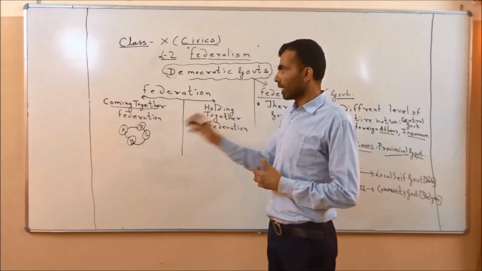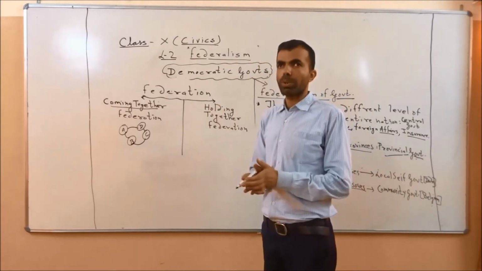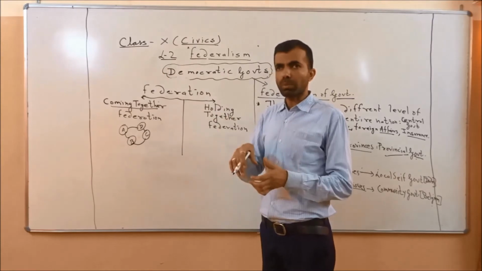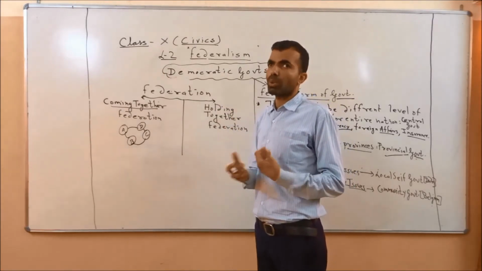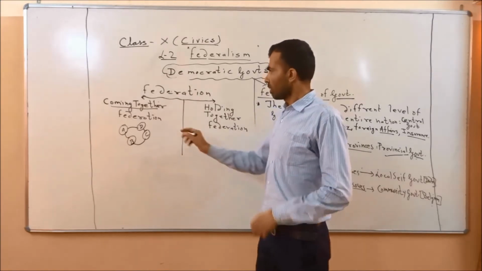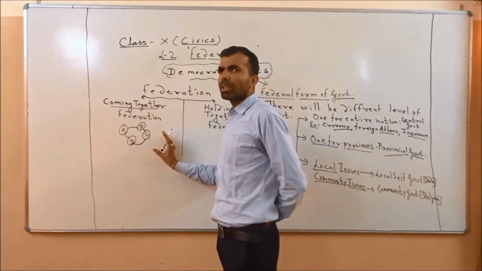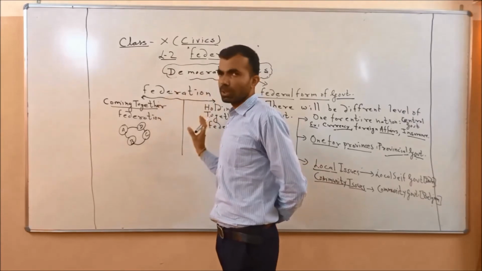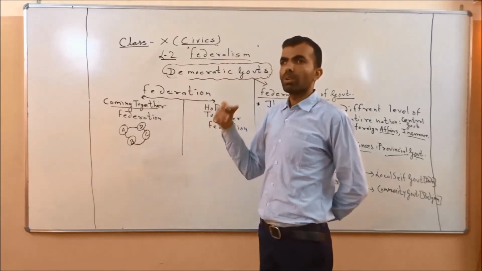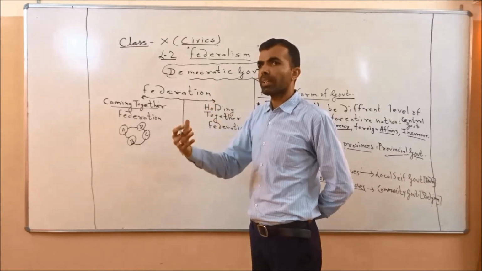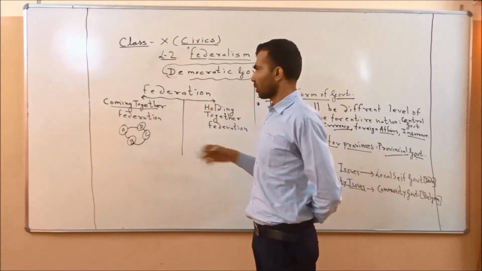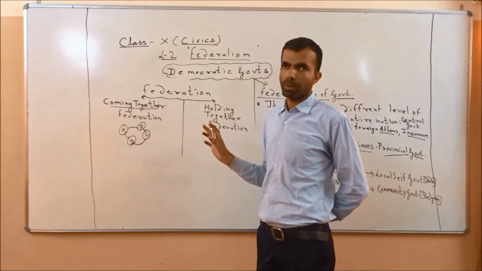In that, they leave their sovereignty. They join themselves to strengthen themselves. They convert themselves into a strong nation. This would be a better category of federation, in which the smaller states leave their sovereignty and join themselves to make a stronger nation. America is the best example of this type of federation.